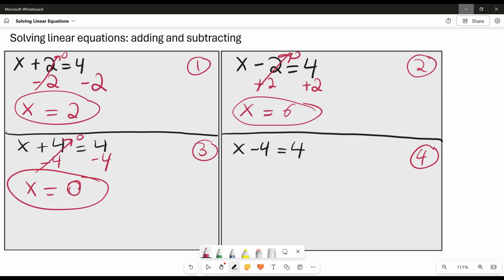Moving on to equation 4, you need to add 4 to both sides to get rid of that negative 4. You do the opposite of that negative, which is a positive 4. That will give you 0. And then you're going to be left with x equal 8 as your final answer.